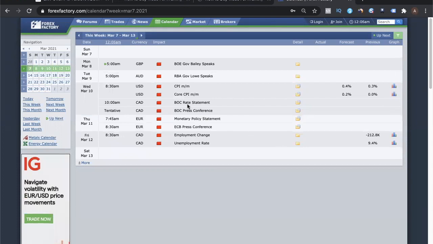So next week, we are going to have the Canadian news. We're going to have the BOC, Bank of Canada rate statement, and a Bank of Canada press conference. This is important, this is a big event. And then you have the monetary policy statement of the Euro and the ECB press conference, which is another big event.